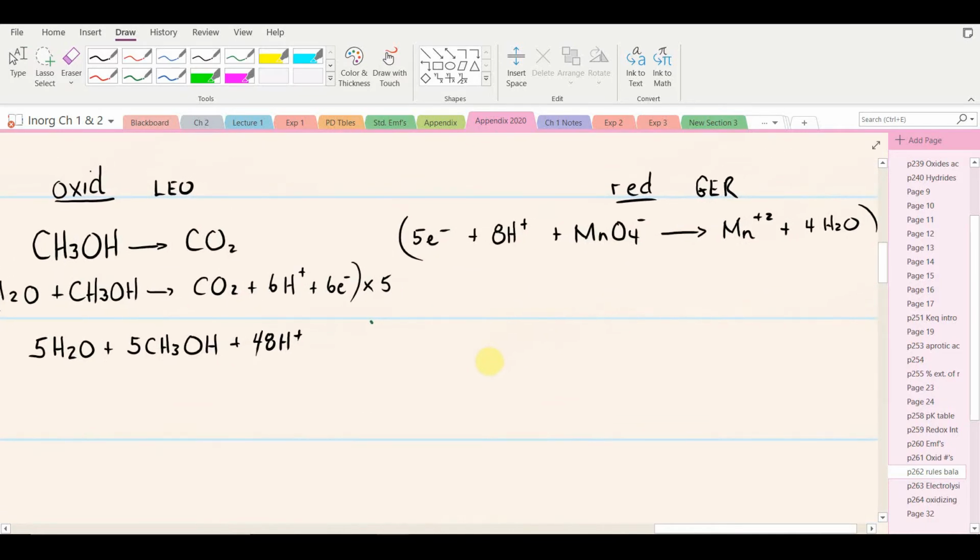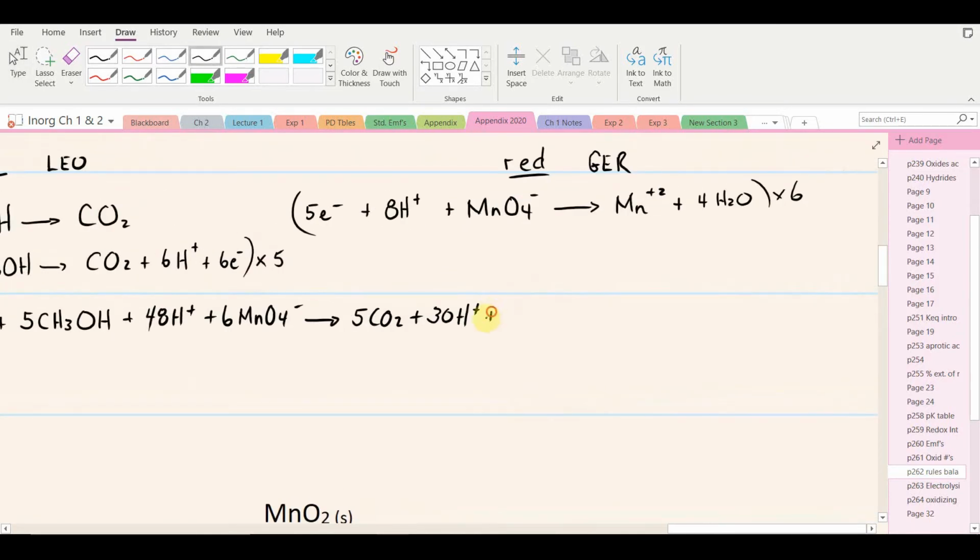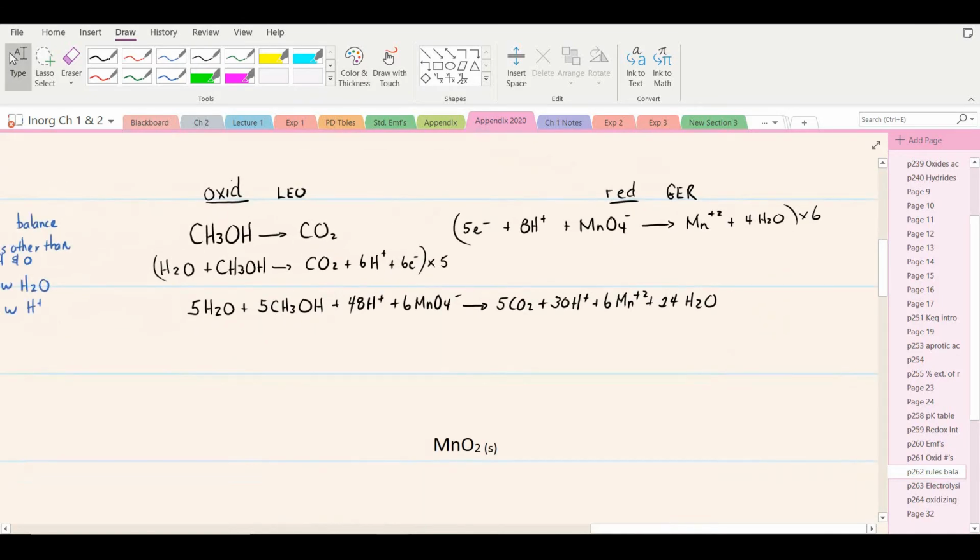And then 6 permanganates. I think that's all of it. Now the right-hand side will be 5 CO2 plus 30 H plus. The other right side will be 6 Mn plus 2, 6 times 4, 24 H2O. If I've done that carefully, that should be balanced.